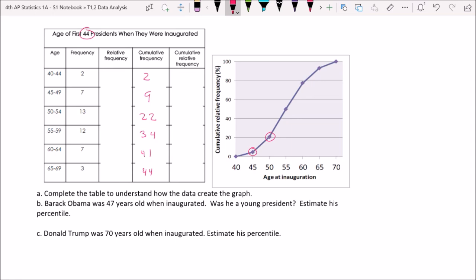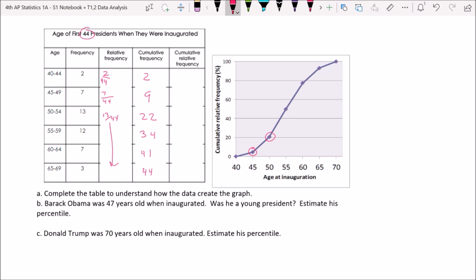Now, let's talk about relative frequency and cumulative relative frequency. I'm just going to leave the relative frequencies in fractions to make this easier. So relative frequency is 2 out of 44. Relative frequency, 7 out of 44. So all I'm doing is taking the frequency and dividing it by the total. 13 out of 44, and so on. Okay, I think you probably get the idea.